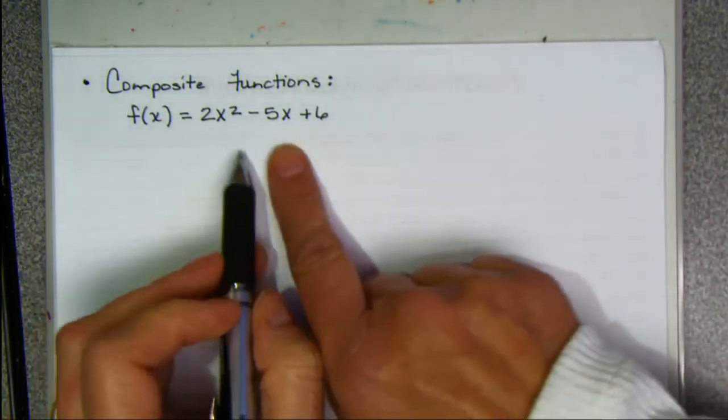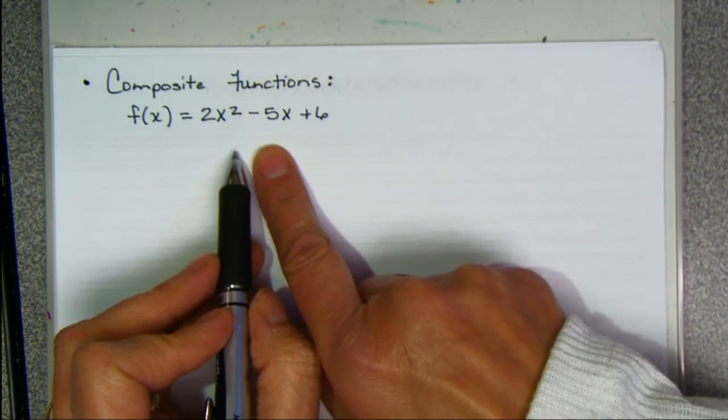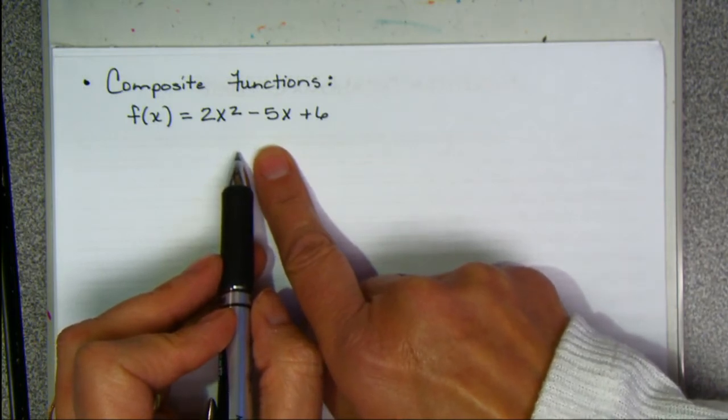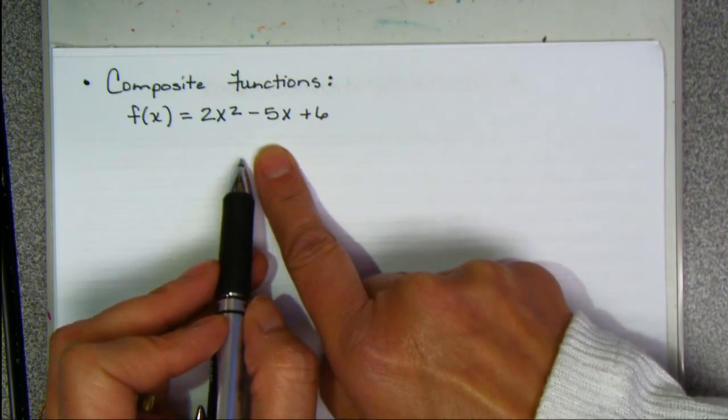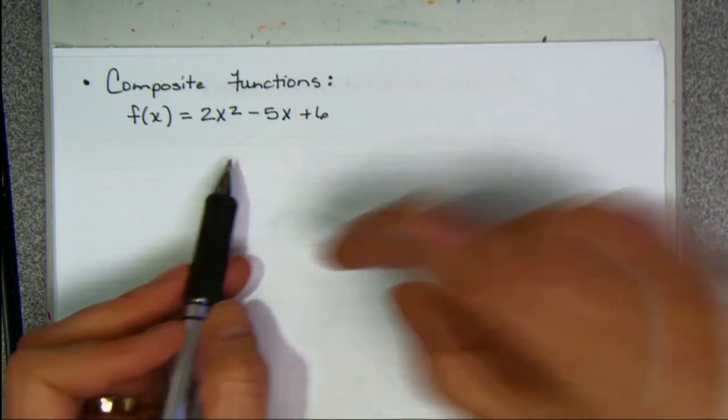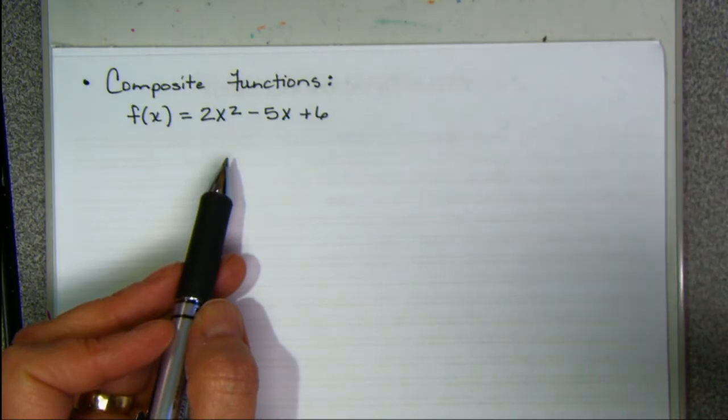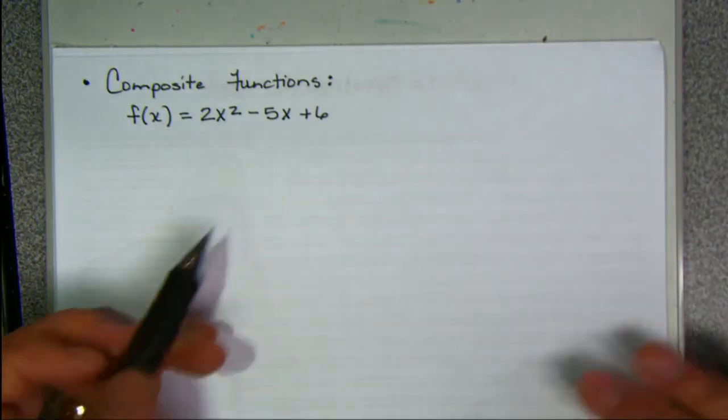And just for kicks, what's the domain of this? Negative infinity to infinity, all real numbers, because it's a polynomial. Okay, it's not a radical, it's not a rational, so there's no restrictions.